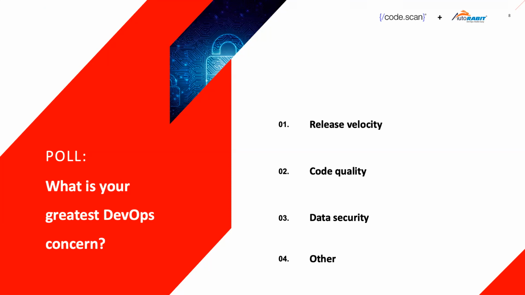Answers are trickling in here. So it looks like we're getting a nice split between release velocity, code quality, and data security, actually. About 30% of you say release velocity is your biggest concern, 45% say code quality, and 20% say data security. So we are glad that you're here because that's what we're talking about today. I'm sharing the results for everybody to take a look at.